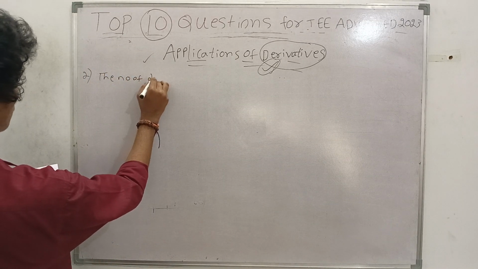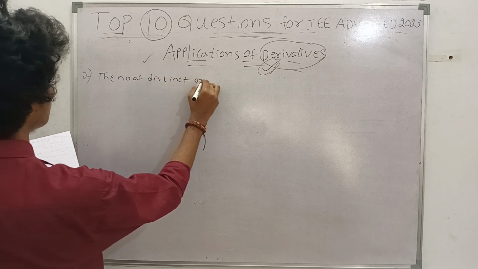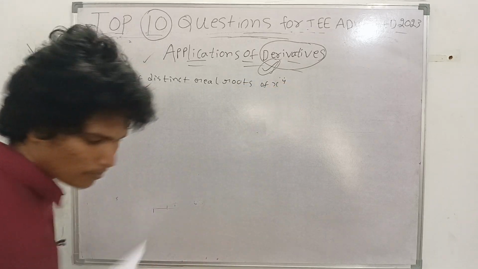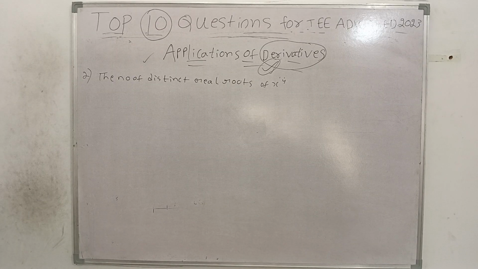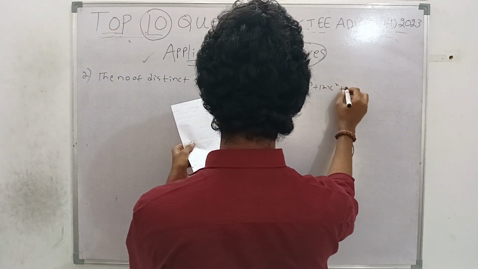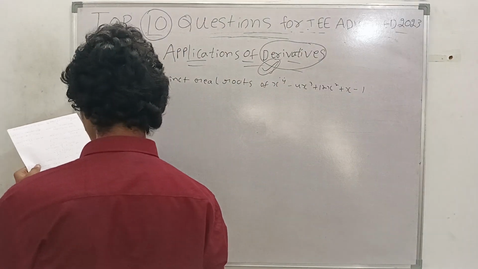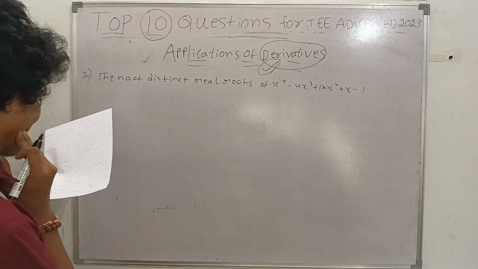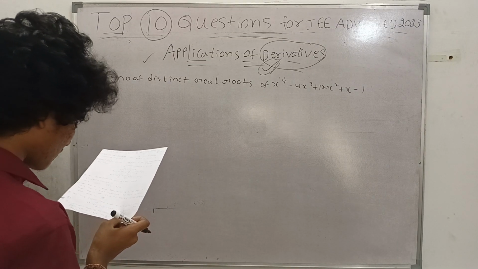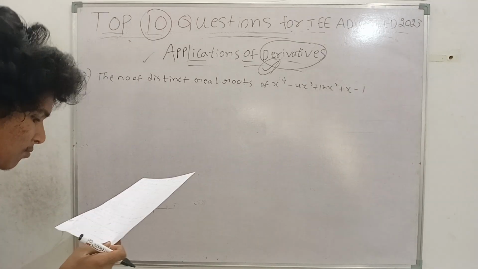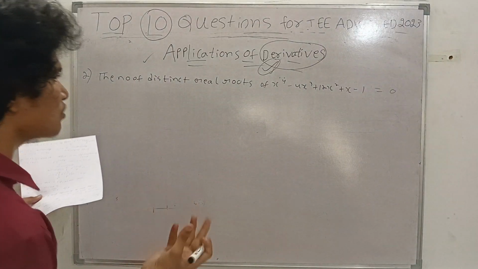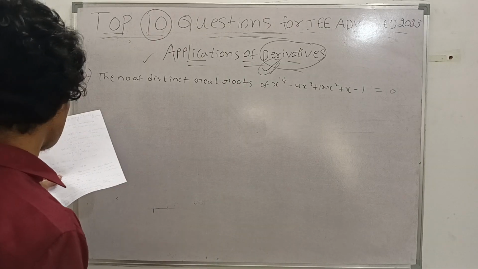The number of distinct real roots of x power 4 minus 4x cube plus 12x square plus x minus 1 equals 0. Now they are asking how many real roots this equation has. They are asking like that.